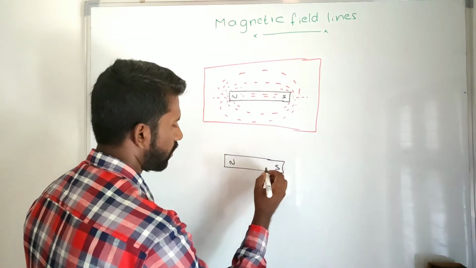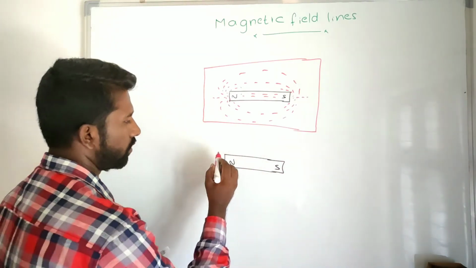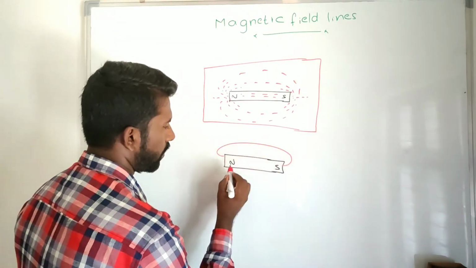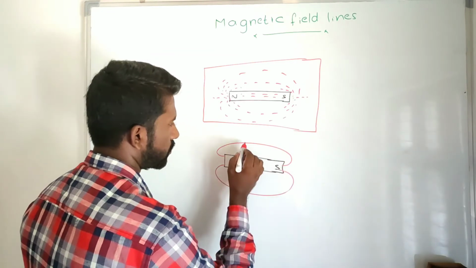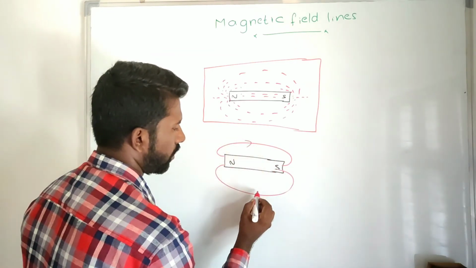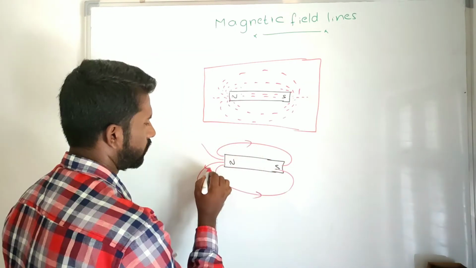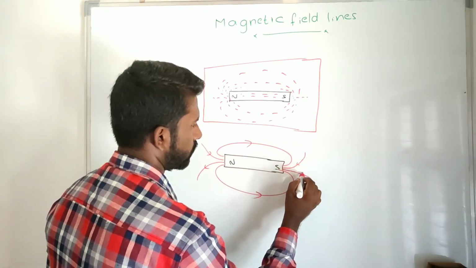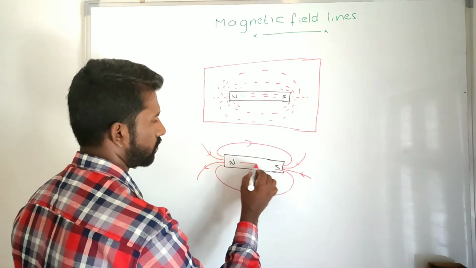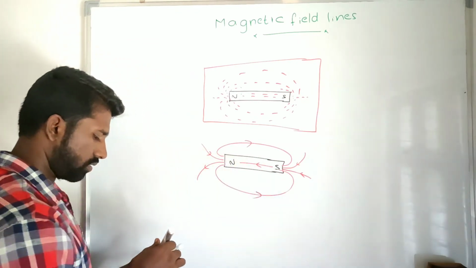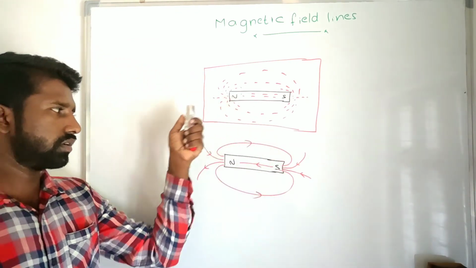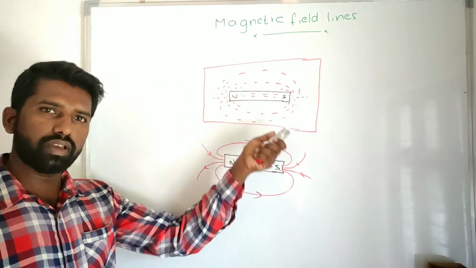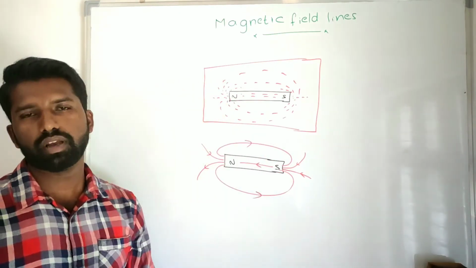This is the north pole and this is the south pole. From the north pole the magnetic field line originates and ends at the south pole. This is the magnetic field line produced by a bar magnet.